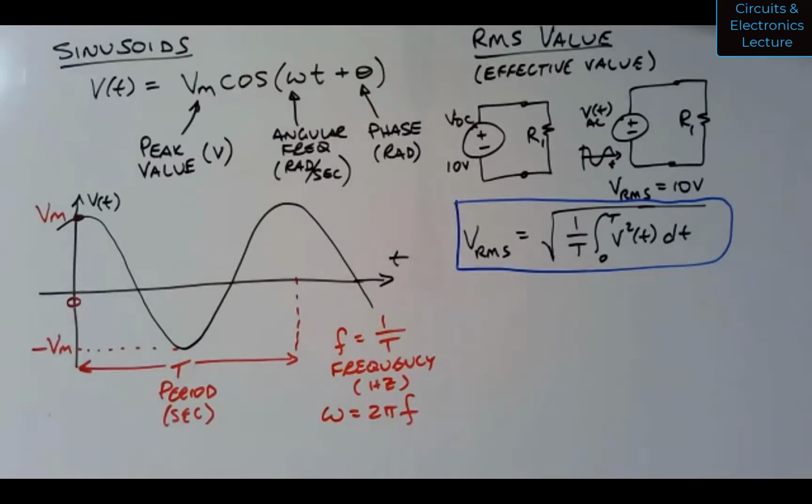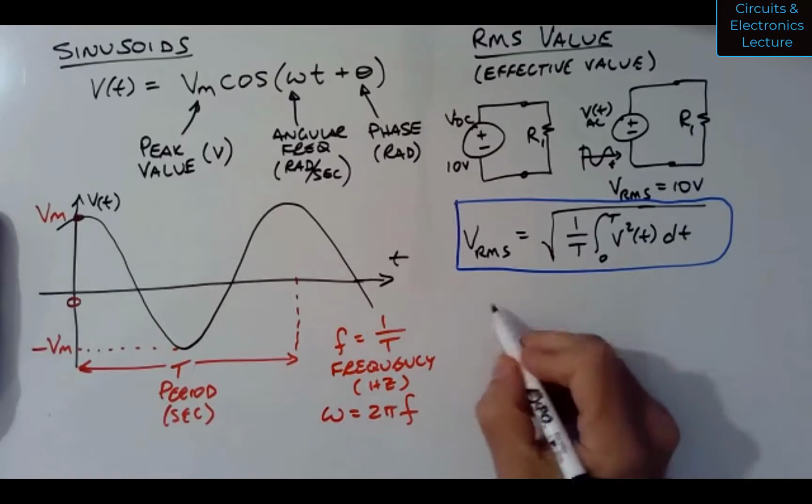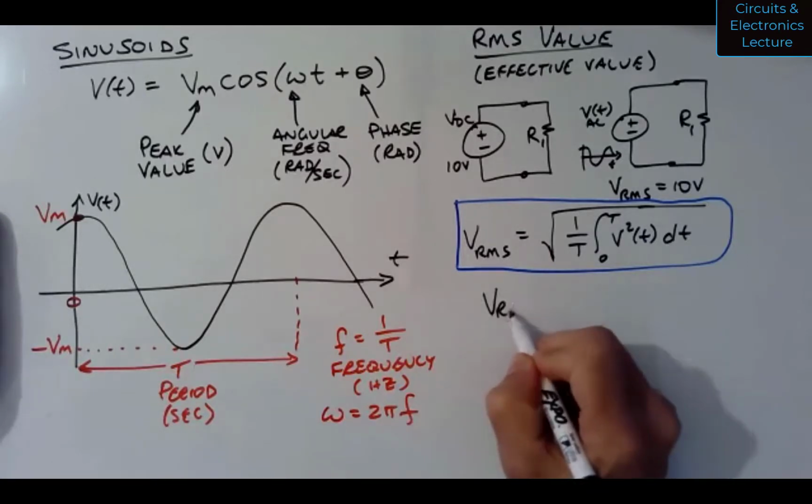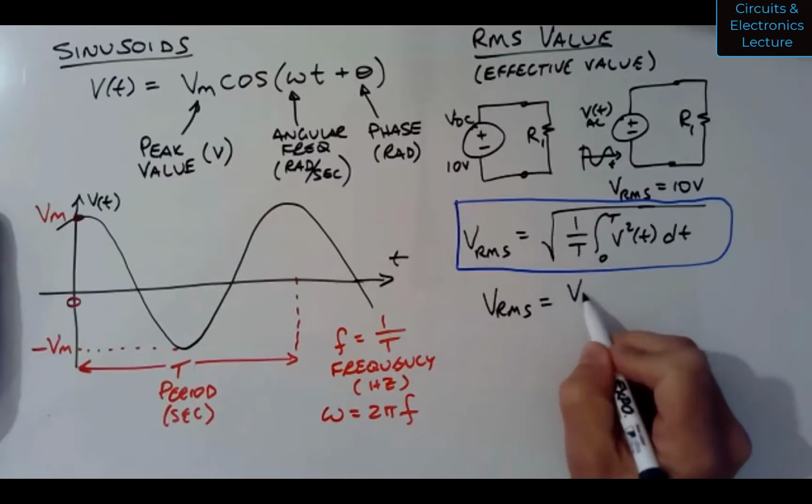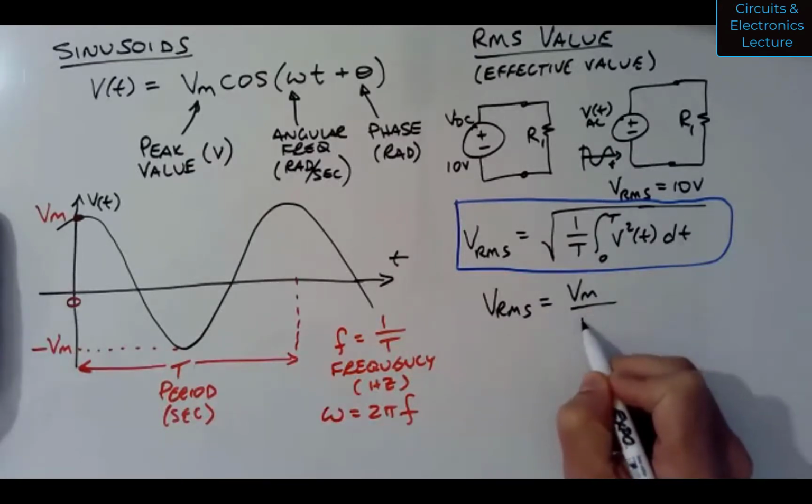You can do that calculation for a sinusoid, and what you would find is that for every sinusoid of any frequency and any phase, VRMS equals Vm over square root of 2.